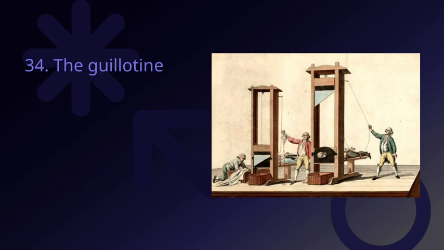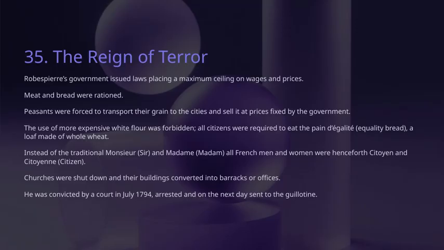Its use also reflects the intense societal upheaval of the time, as revolutionary ideals clashed with old regimes. Overall, the guillotine is a powerful symbol of the revolutionary spirit and the drastic changes that France was going through during this period. Now, let's talk about the Reign of Terror.